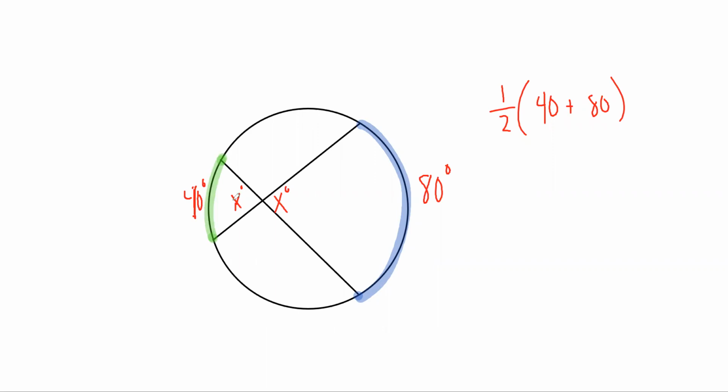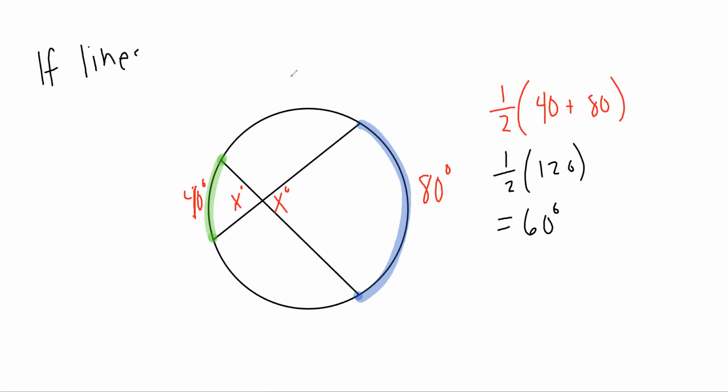And I know that these angles are the same because they're vertical angles, so I would take half of the sum, which 1/2 of 120 gives me 60 degrees. Okay, so this is if the lines intersect inside.